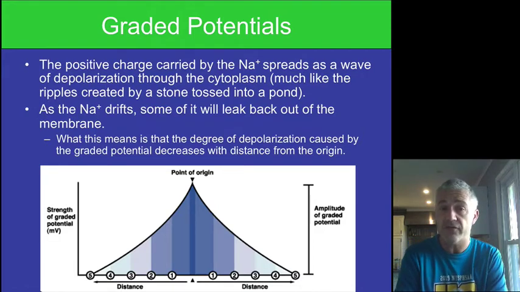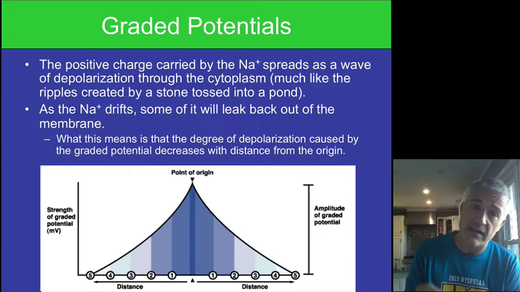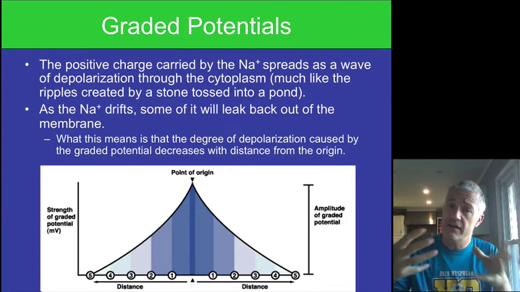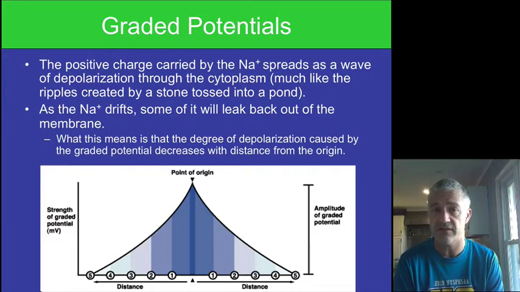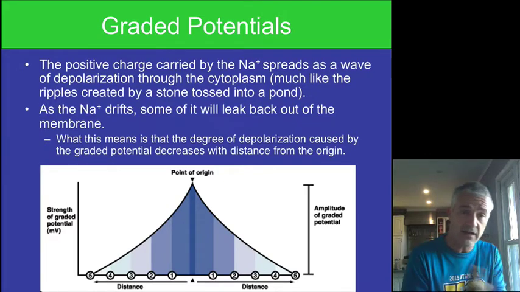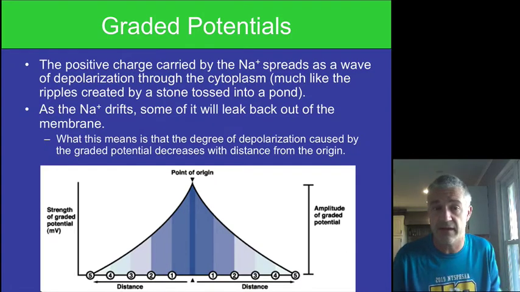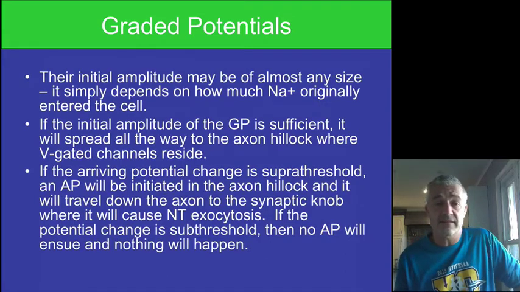If it's strong enough, sooner or later it can work down to the cell body, and at that axon hillock, we actually have voltage-gated channels. So if this graded potential is strong enough and lasts long enough, the change can be big enough that you could actually trigger those voltage-gated channels at the axon hillock. Once you do that, you're going to get an action potential. It's going to travel from the axon hillock down the axon to the end and cause neurotransmitter release, and that is how it's been processed. So again, with these graded potentials, they can be any size.